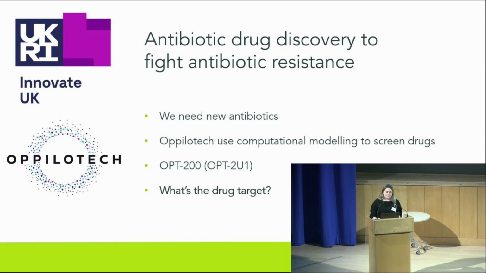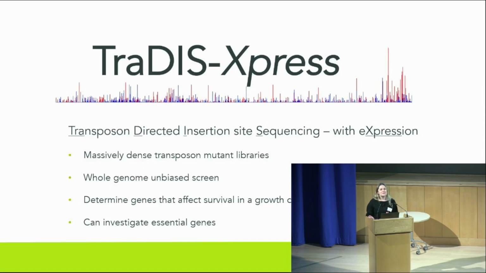Quadrum is quite well placed to answer this question because of the in-house development of TraDIS-Xpress. This is a massive transposon mutagenesis screen where we can assay how every single gene, every single locus in the genome responds to growth under any growth condition, whether that be antibiotic stress or anything else.